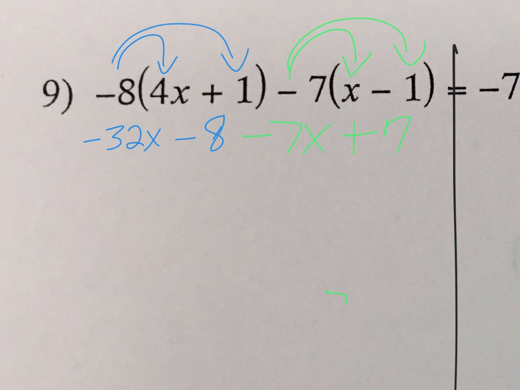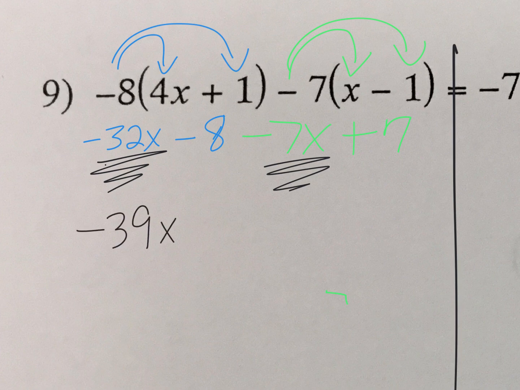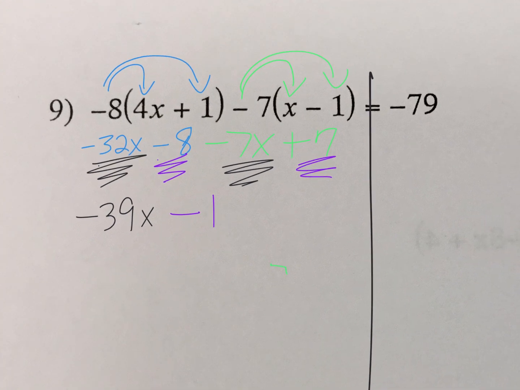So now that I got everything out of those parentheses, you see I've got some like terms I can combine now. Negative 32x and negative 7x are going to combine to get a negative 39x. Negative 8 and positive 7 are going to combine to get a minus 1. And now, man, that left side looks a lot better, doesn't it? I'm going to bring down this negative 79 that's just kind of been chilling out. And now let's see what we need to do to finish getting that variable isolated, like getting it all by itself. So I'm going to get rid of the minus 1 first.